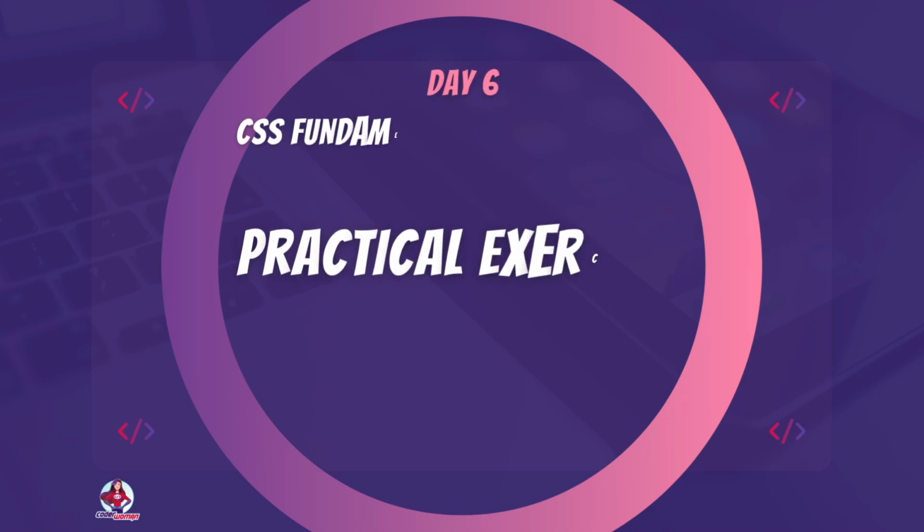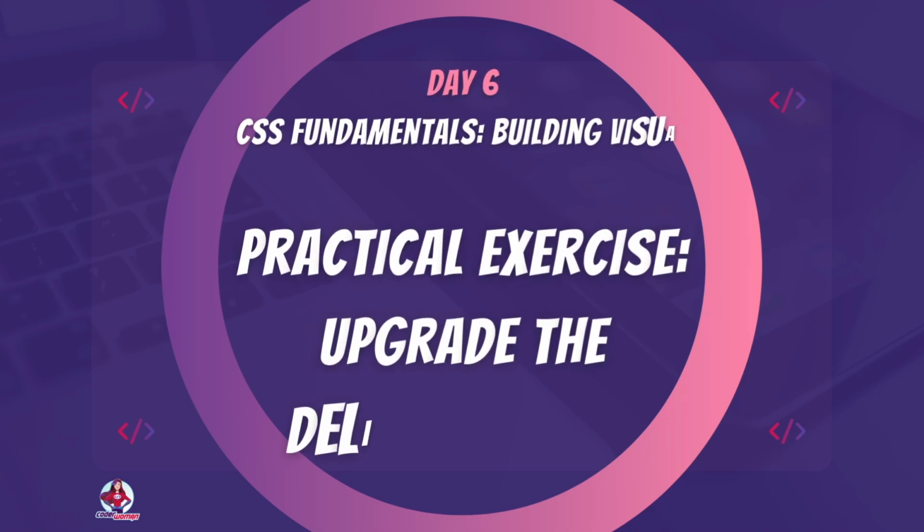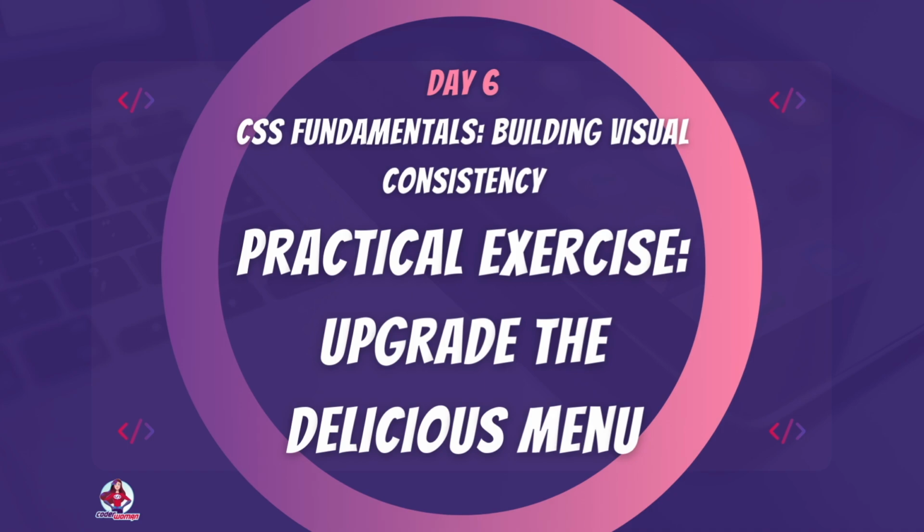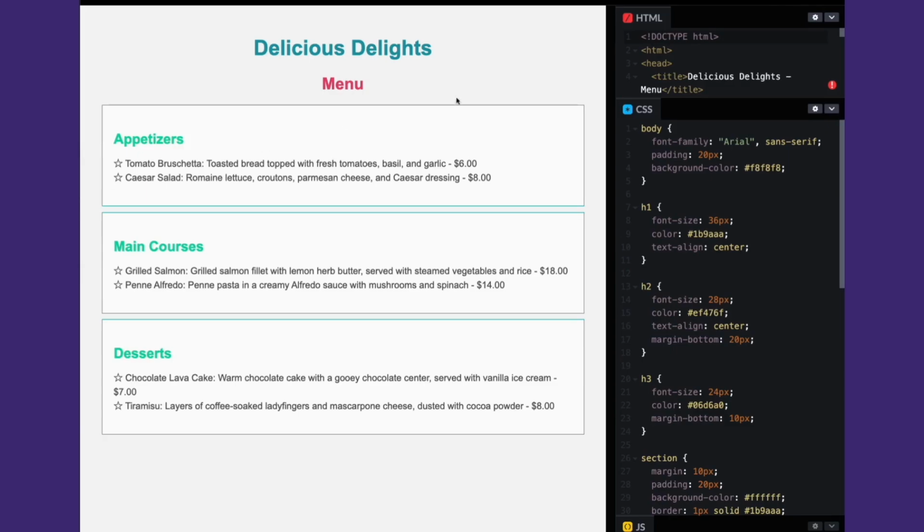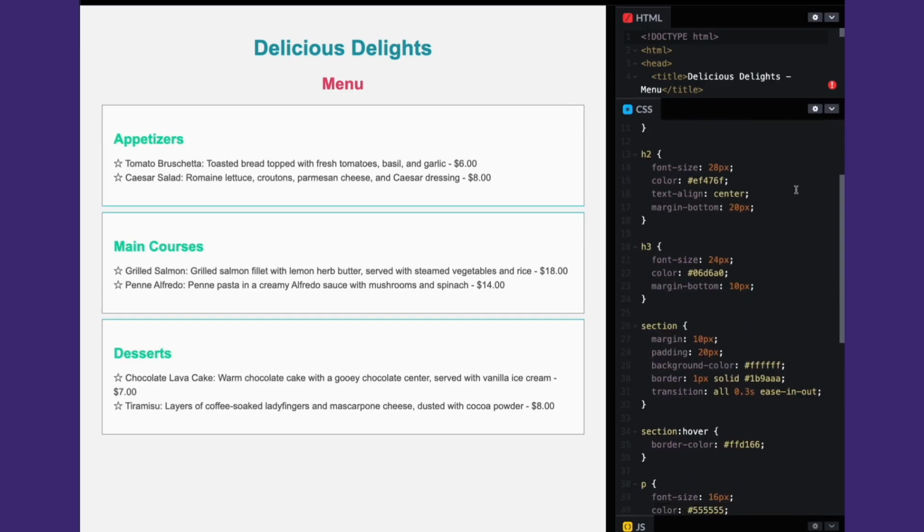Hello again, Coder woman! In this video, I'll walk through the solution for the Delicious Delights restaurant menu styling exercise. Let's dive in and start adding styles to our restaurant menu. First, log into your CodePen account and open the pen you used for the Delicious Delights menu. In the CSS panel, apply the styles we mentioned in the exercise step by step. And don't forget to save your pen after it.